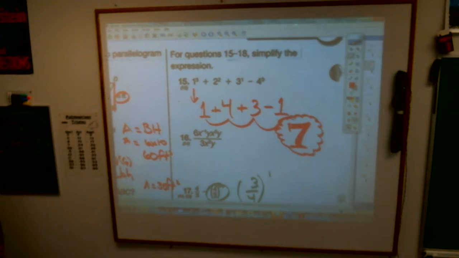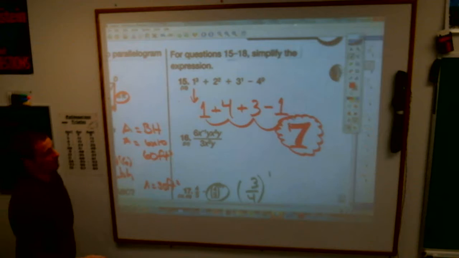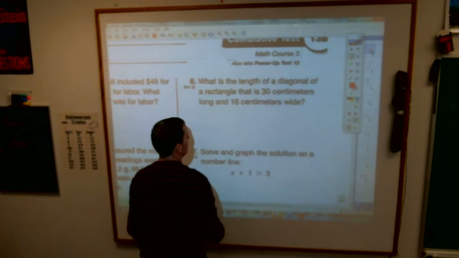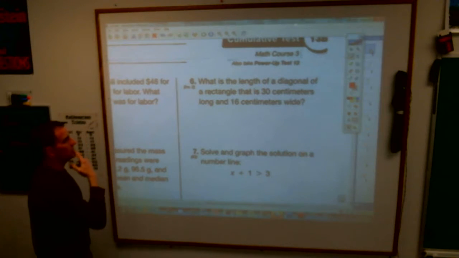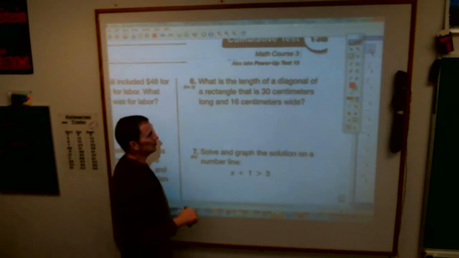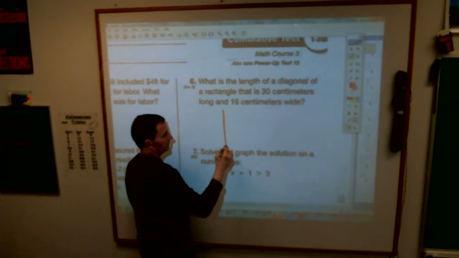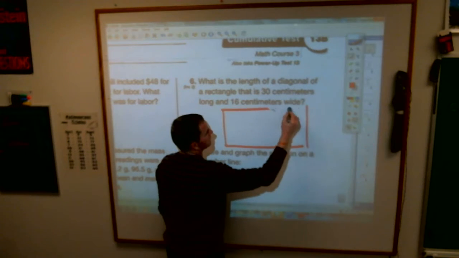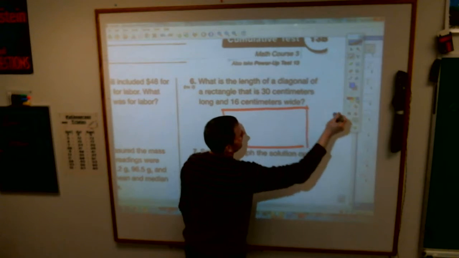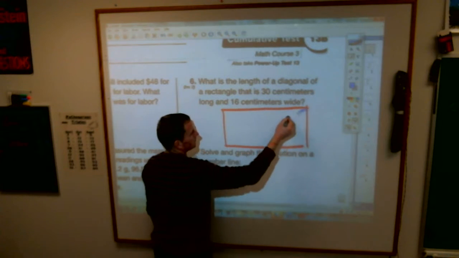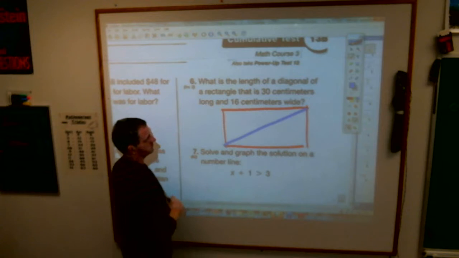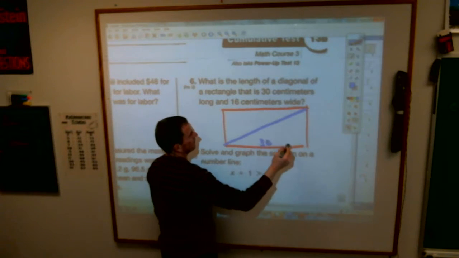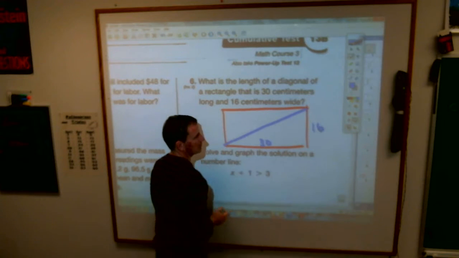Nobody on number 16. Delaney. Number 6. What is the length of the diagonal of a rectangle that is 30 centimeters long and 16 centimeters wide? A rectangle that's 30 centimeters long and 16 centimeters wide.